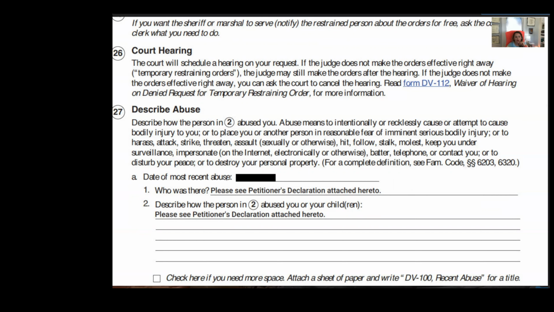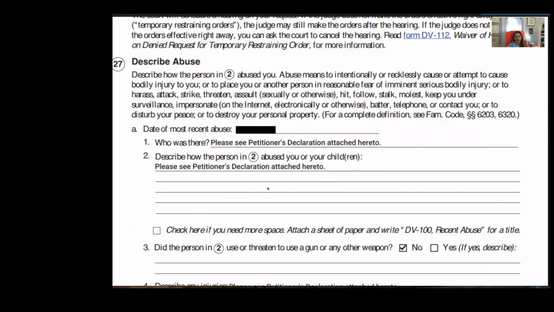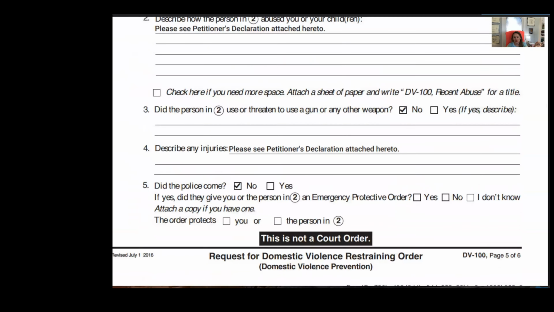And now, date of most recent abuse. This is what I usually do. I type the date of the most recent abuse, who was there, in case you have witnesses, and then describe how person number 2 abused you with the children. And this is where I say, please see petitioner's declaration attached. It could be respondent's if you already have a divorce case. Here too, I actually attach a declaration. It could be a Word document. It says attachment to DV-100, number 27.